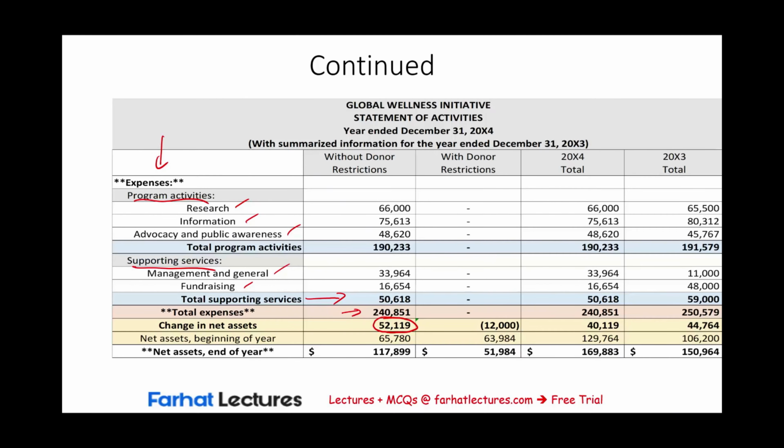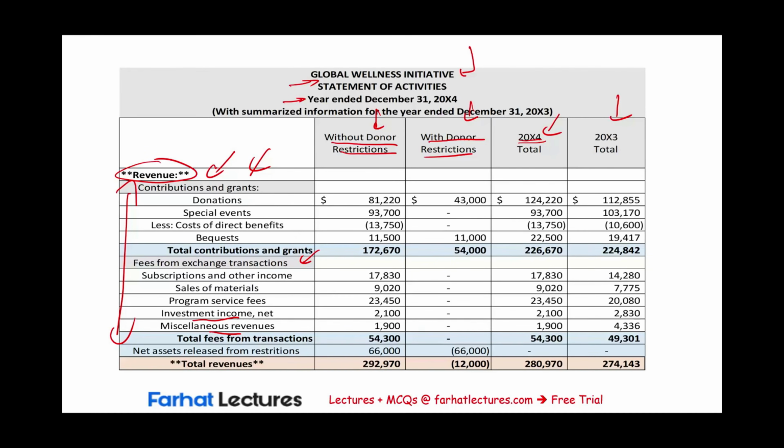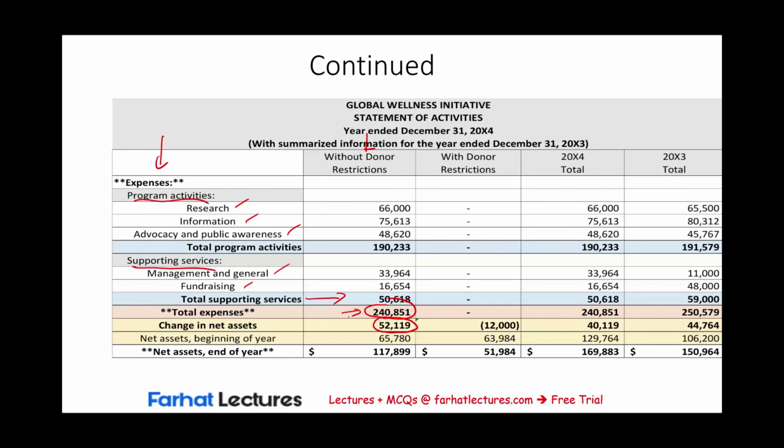Net income, change in net assets, is the difference between revenues and total expenses. We have total expenses without donor restriction, 240,851, and we have revenues of 292,970. Revenues minus expenses equal the change in net assets. Then we add to it the net assets at the beginning of the year, 65,780. We come up with the end of the year net assets without donor restriction, 117,899. So take this number here, 117,899.